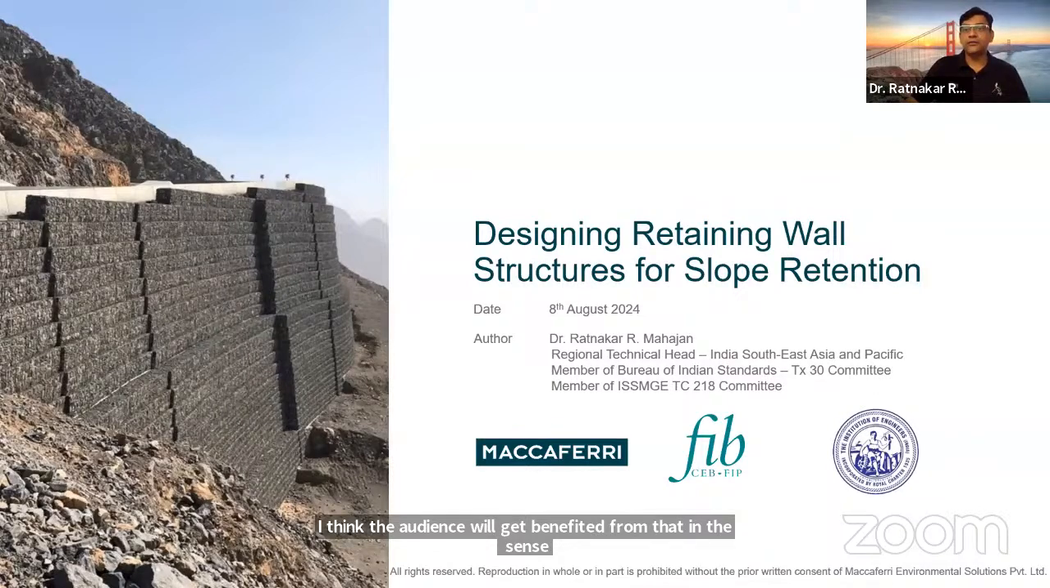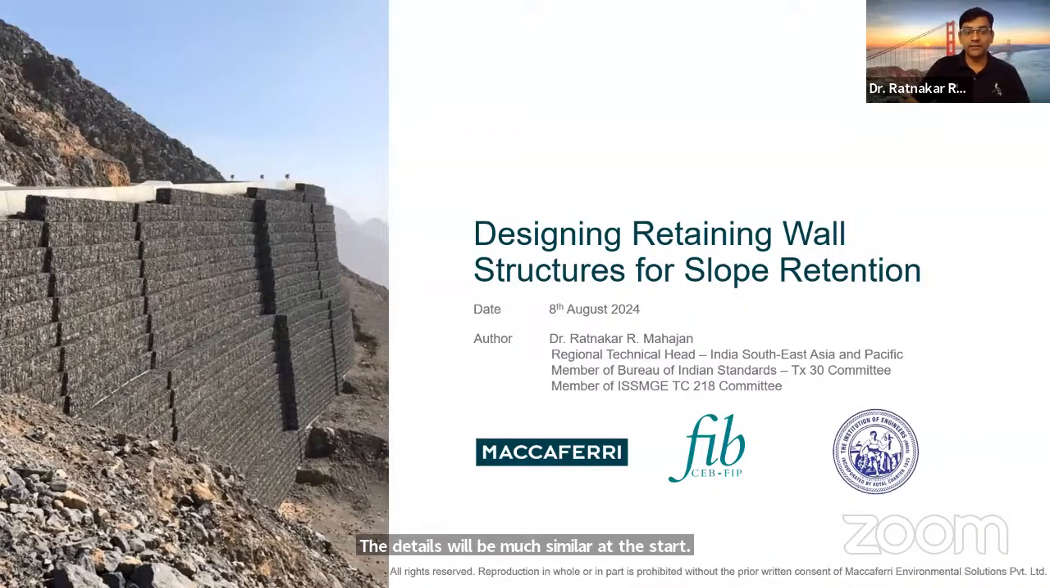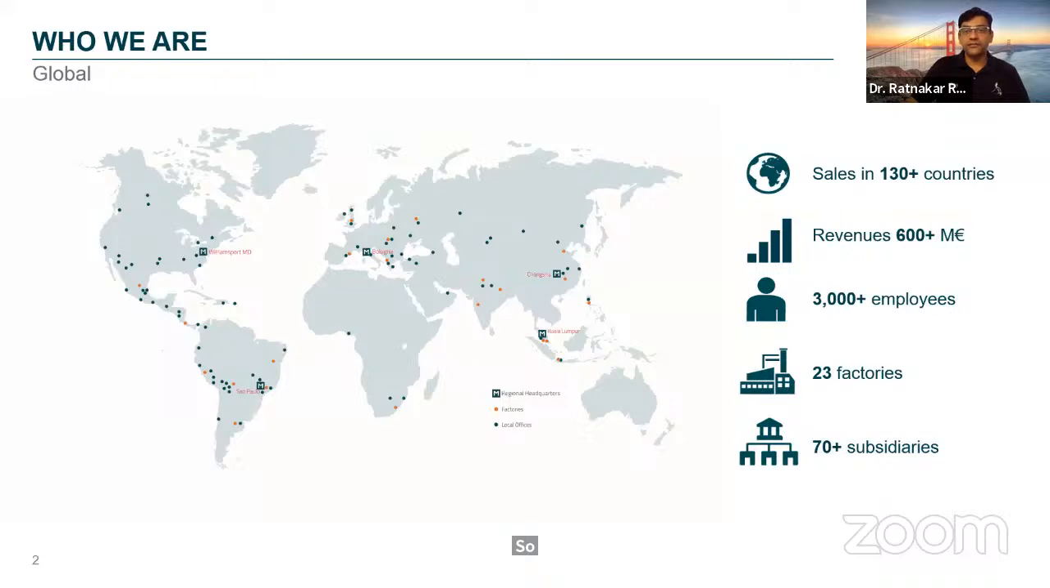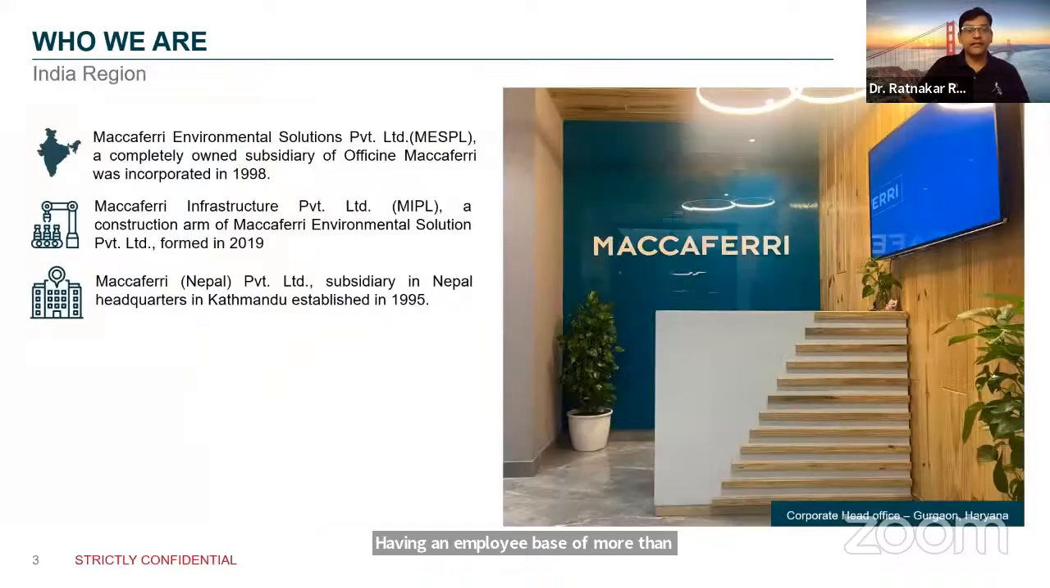At the start, I would like to just introduce the company I am coming from. I am working in a company named McAfee, which is present all across the globe in all 5 continents, with manufacturing at around 23 locations and an employee base of more than 3,000. In India, we were incorporated in 1998 with our corporate office in the NCR region in Gurgaon, with our subsidiary in Nepal, which started in 1995.